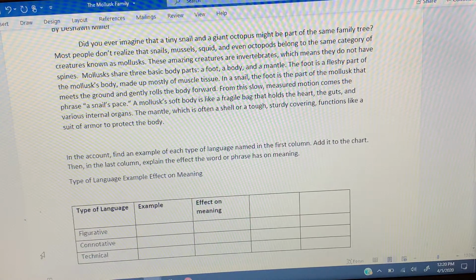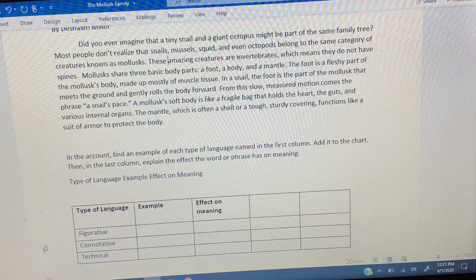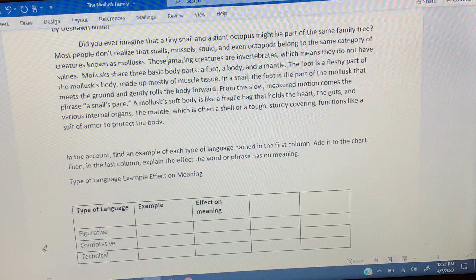And just a quick review, figurative language is when the language is non-literal and it compares two things using like a simile or a metaphor or some other kind of literary technique. So it uses something that's not literal in order to help us understand something literal. Especially since this is an informational text.